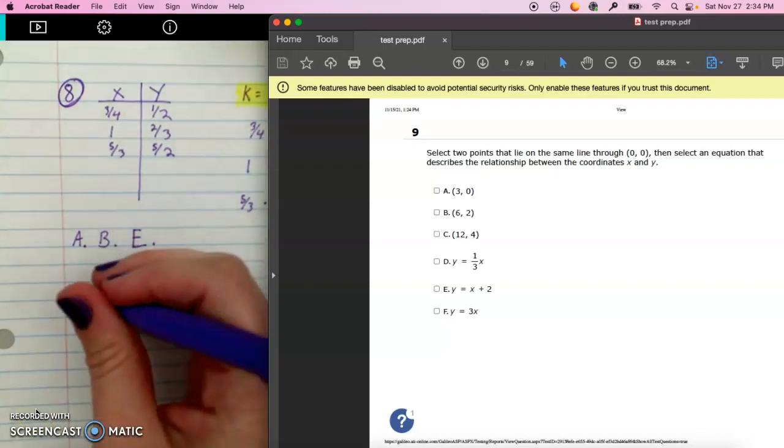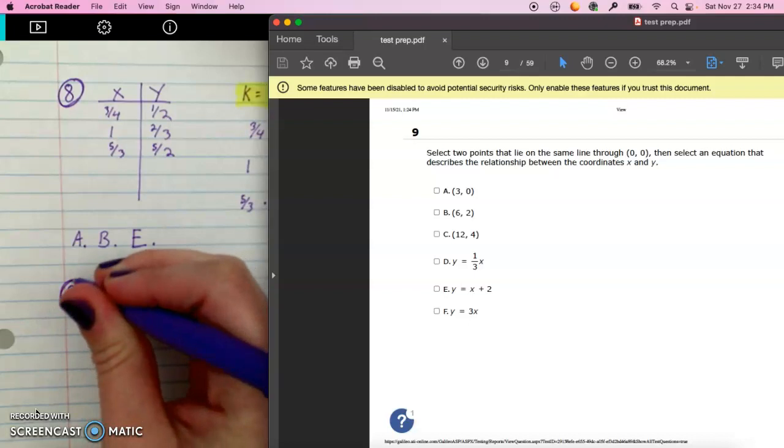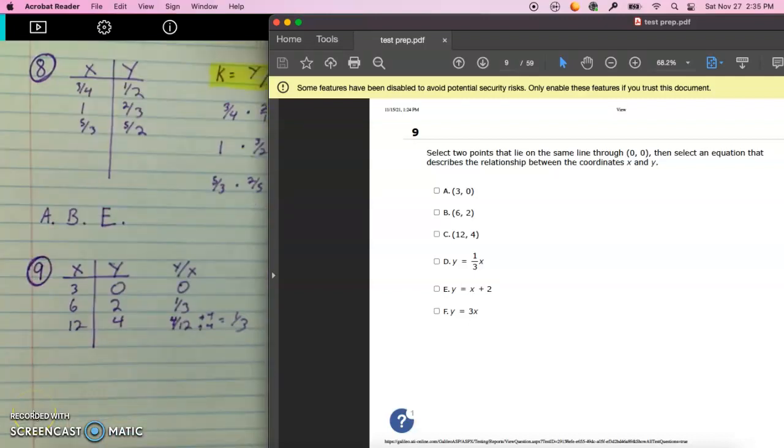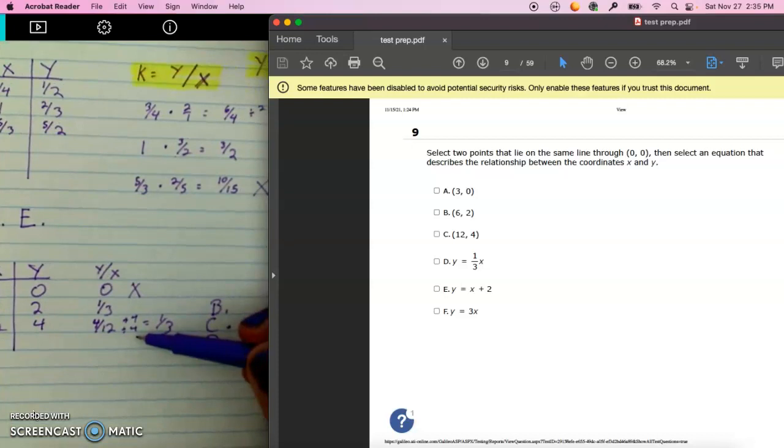So, number 9 is going to be exactly like number 8. Hope you were paying attention because you get to do it on your own. Go. Okay, so if you divide y divided by x, you got 0, 1/3, 4/12, which reduces to 1/3. Aha! These 2 are the same. So this one, nope, not on the line. These 2 are. So I would choose B and C as my choices.